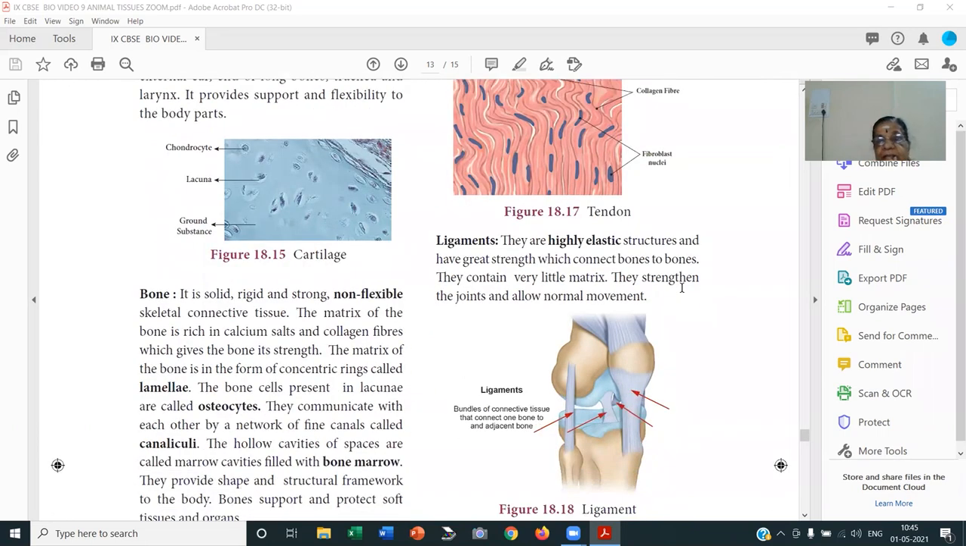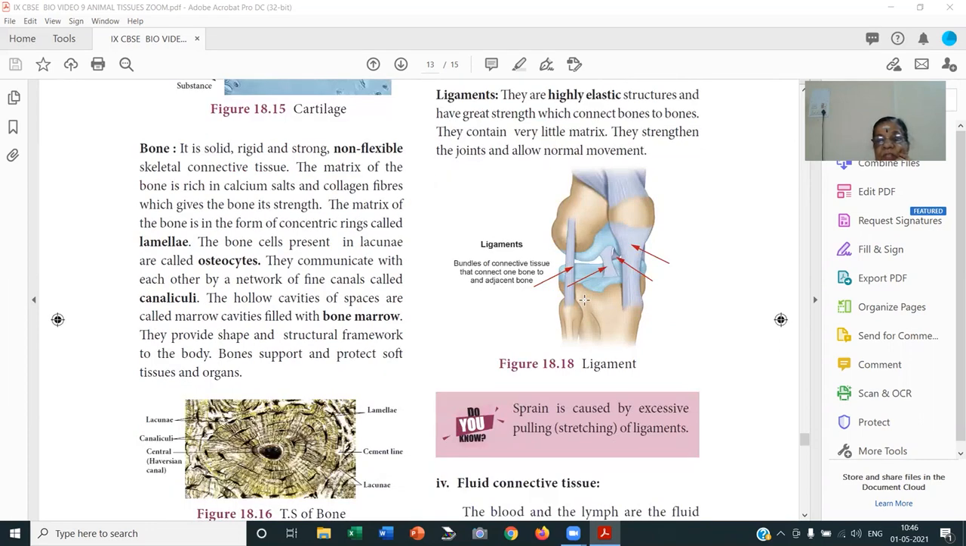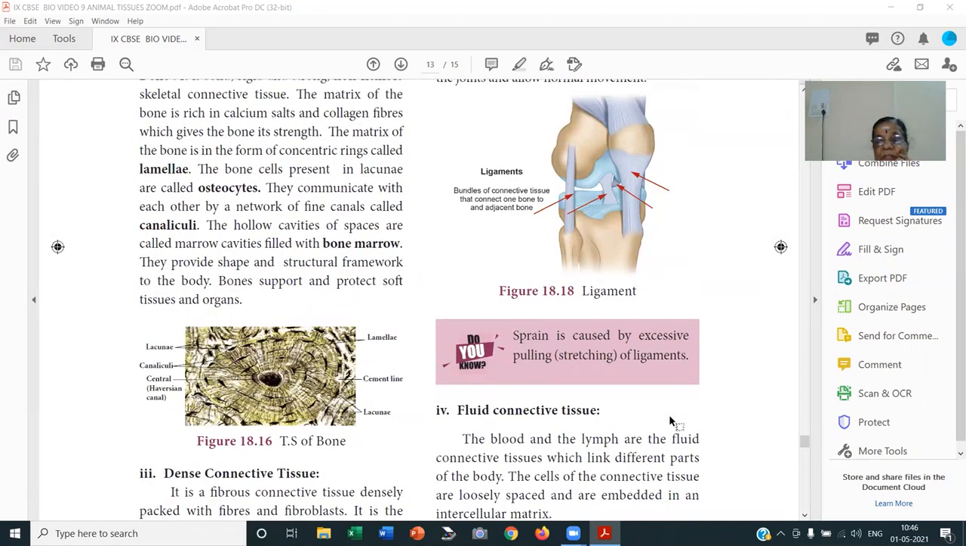Okay. Then ligament. You can see the two bones, the arrow mark. These are bundles of connective tissue, ligaments, attached from one bone to the other. Then sprain is caused by excessive pulling, that is stretching of the ligament.